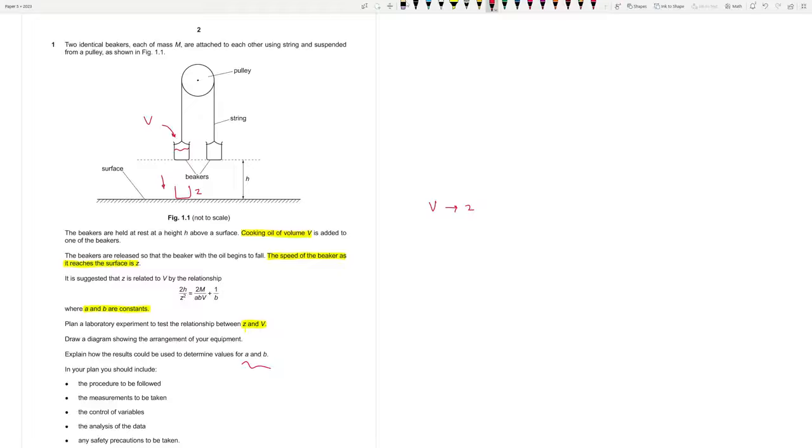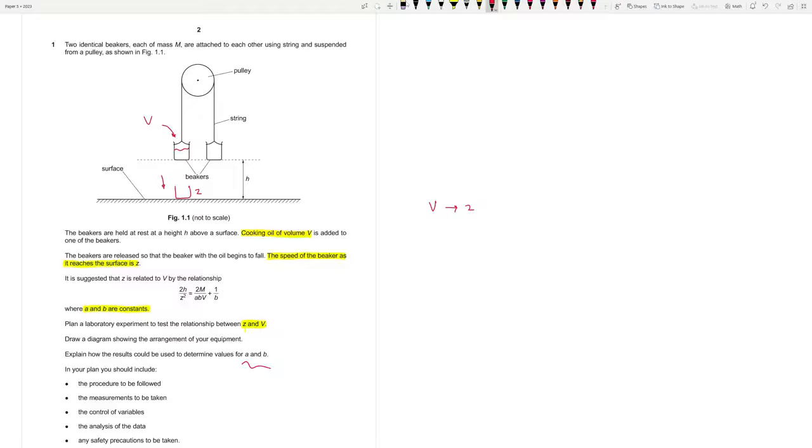So clearly, since there are falling objects, we should actually use cushion or foam or a sand tray or something, sandbox for the falling beaker so that there is no spillage of oil. And there was actually 2 points for safety. We could actually talk about wearing gloves to avoid contact with the oil since this is cooking oil, okay?